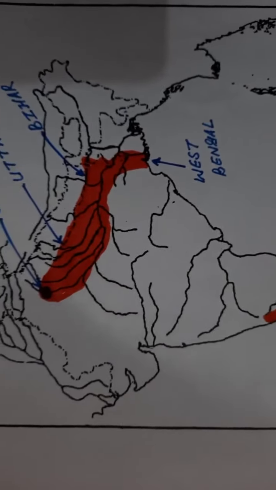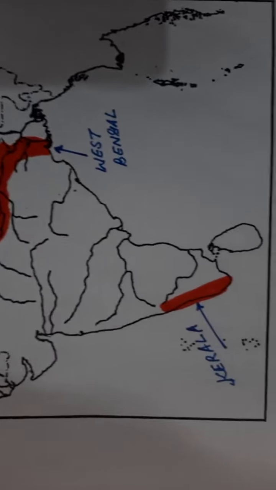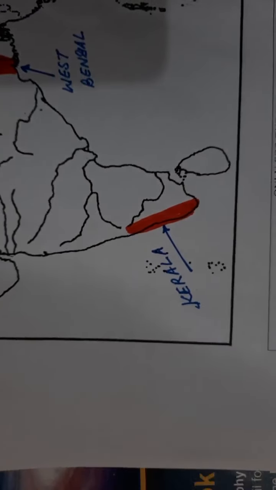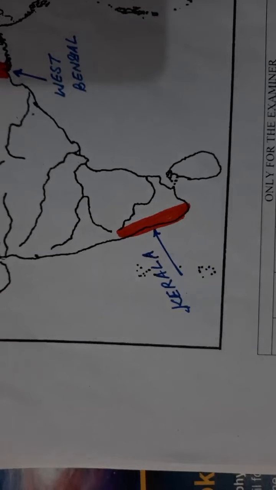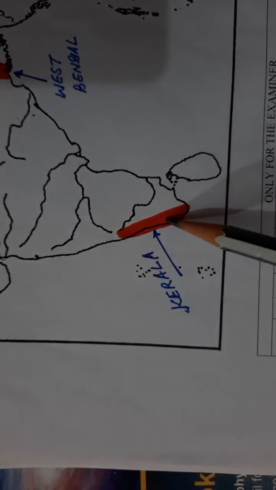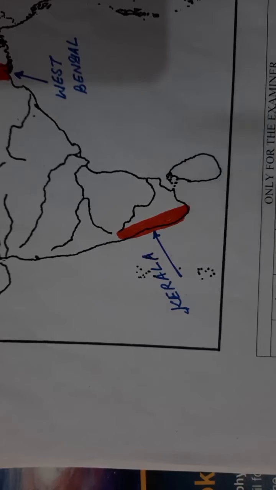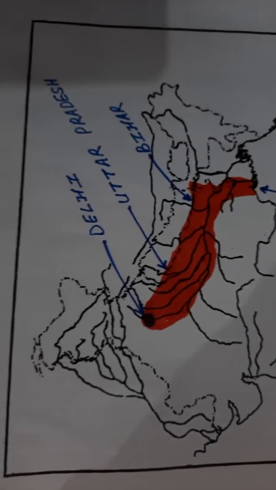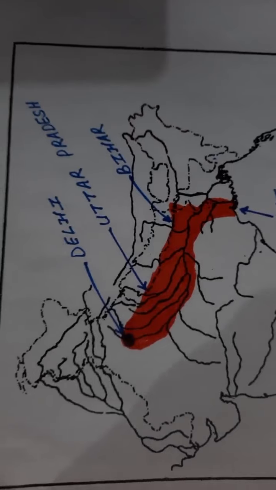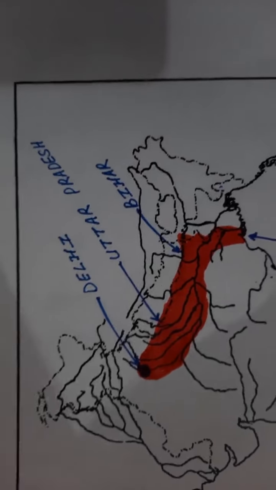So remember, now in South India, if the question asks which is the densely populated state, then the state of Kerala. And if the question is to mark one area or one state of dense population, you can mark Kerala. Either Kerala you can mark, or you can mark West Bengal, Bihar, Uttar Pradesh, or Delhi. So this is the densely populated region.